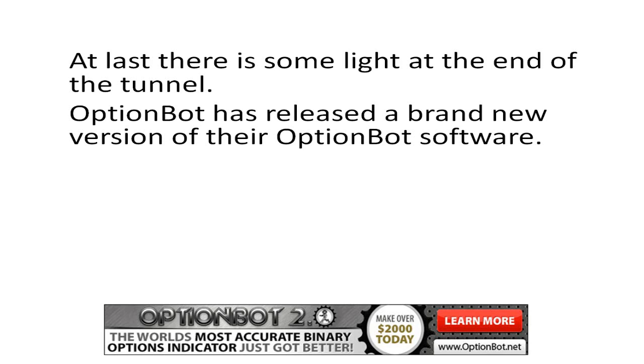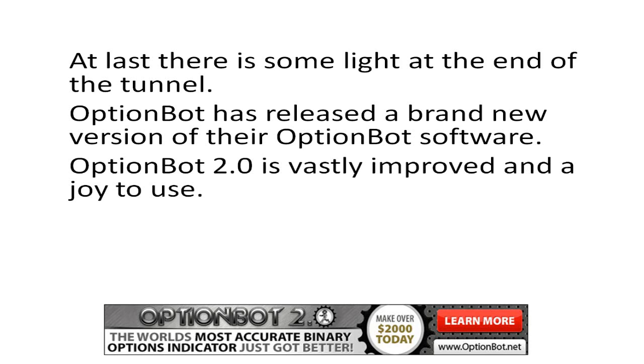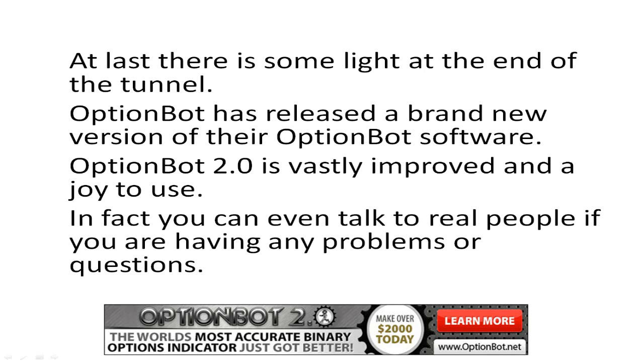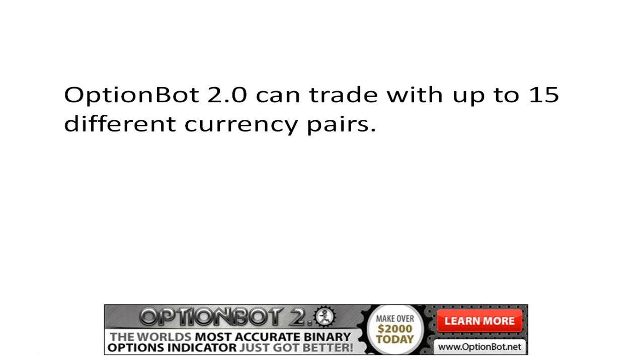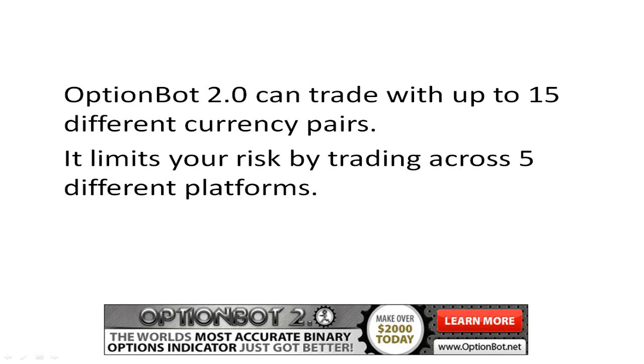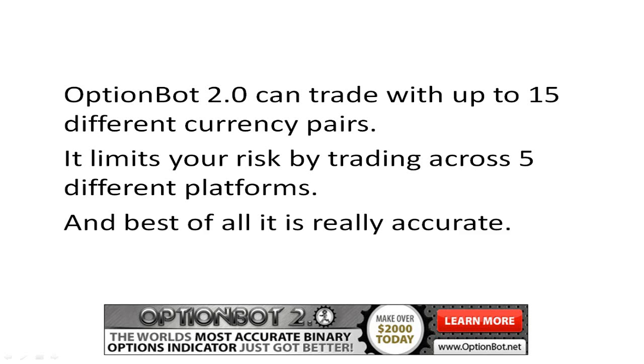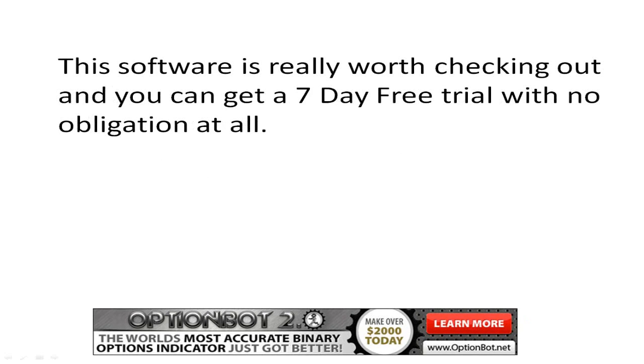OptionBot has released a brand new version of their OptionBot software. OptionBot 2.0 is vastly improved and it's a real joy to use. In fact, you can even talk to real people if you're having any problems or if you have any questions. OptionBot can trade with up to 15 different currency pairs. It limits your risk by trading across 5 different platforms. And best of all, it's really accurate. The software is really worth checking out, and you can get a 7-day free trial with no obligations at all.